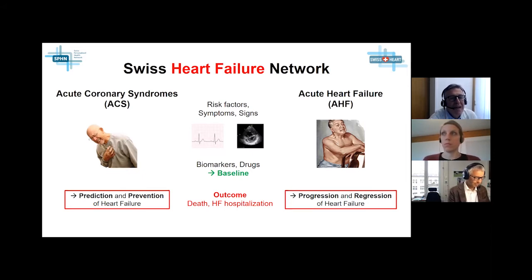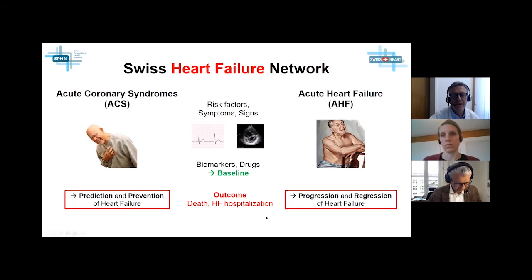We have two main syndromes we want to look at here: the acute coronary syndromes and the acute heart failure, the other syndrome. And what we evidently want to look at here are all the risk factors, symptoms and signs, particularly the EKGs and the echoes, and in detail the biomarkers and the drugs that will constitute the baseline. Now, the beauty of both acute coronary syndromes and acute heart failure is they converge, because a big infarct following acute coronary syndromes may result in heart failure.